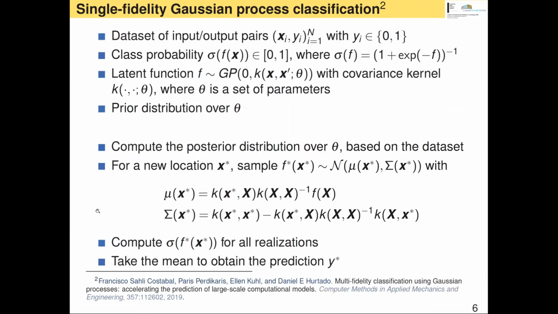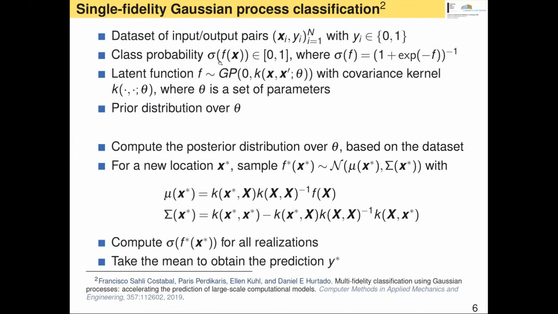Okay, now we go back to our classification problem that we want to solve using multi-fidelity Gaussian process classification. Before going into that, I recall the main principles of single-fidelity Gaussian process classification. So we start with a data set of input-output pairs, xi, yi, where xi are some pacing sites and yi are the corresponding classification outputs, so either 0 or 1.